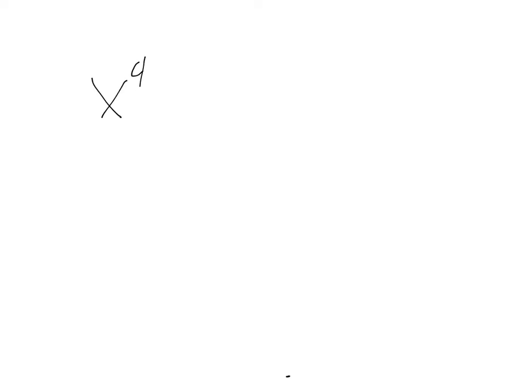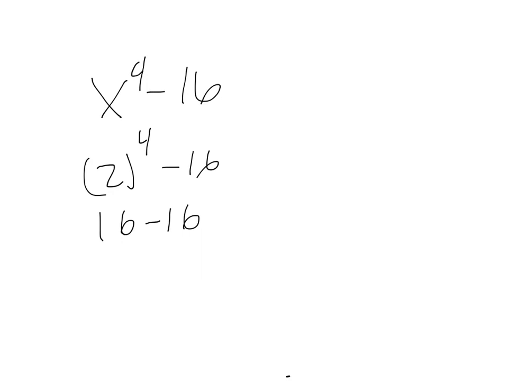X to the fourth minus 16, and I plug in a 2, that ends up being 16 minus 16. What makes the equation equal to 0? That's why it's called a 0. And if we plugged in negative 2, we get the same situation.